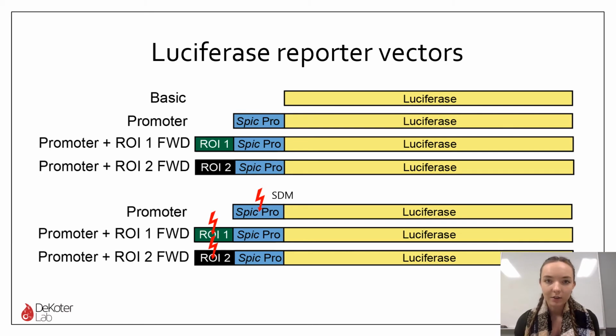This is a schematic of the luciferase reporter vectors that were used in these experiments. So from top to bottom, the basic control vector. We clone the Spi-C promoter based on a track of its cross-species evolutionary conservation. And then each of these 2 regions of interest cloned upstream of that Spi-C promoter. And on the bottom here, these are our vectors with any sites of interest mutated, which we then went on to assess.